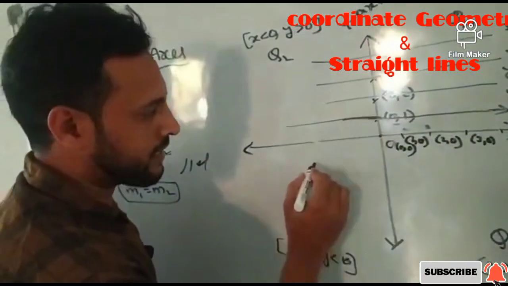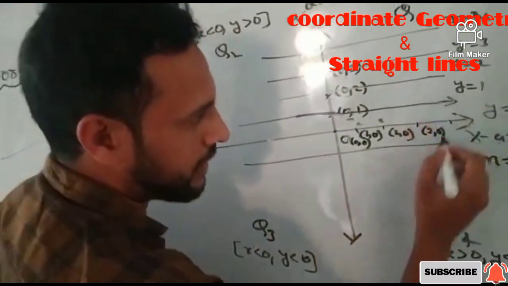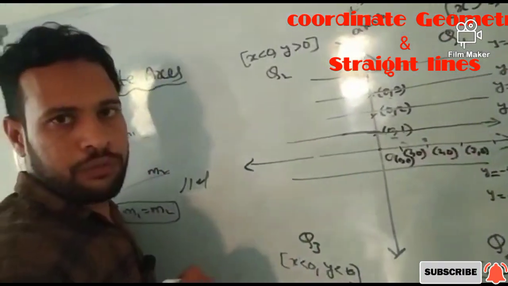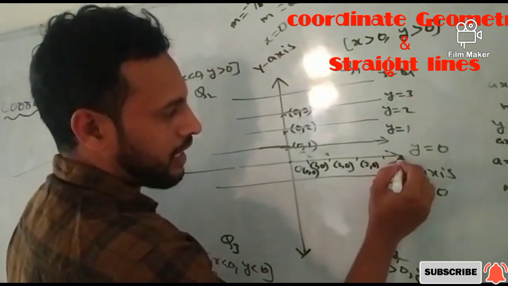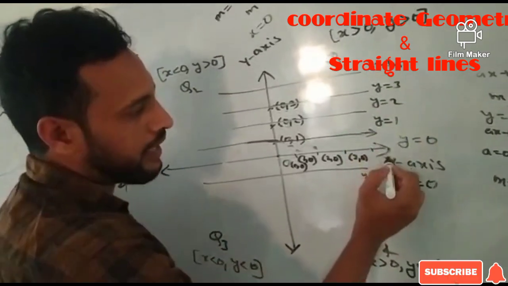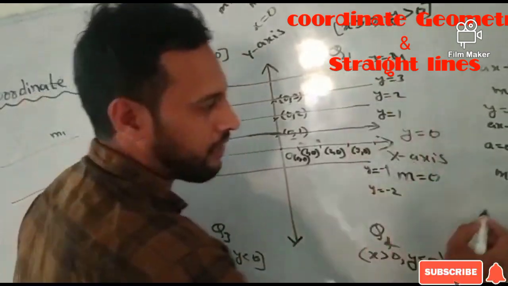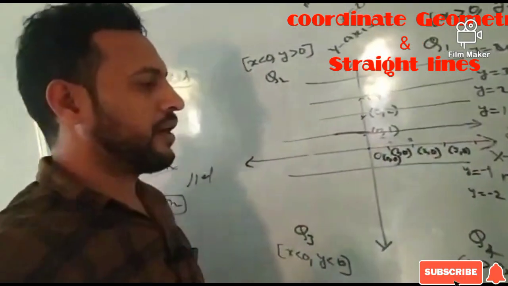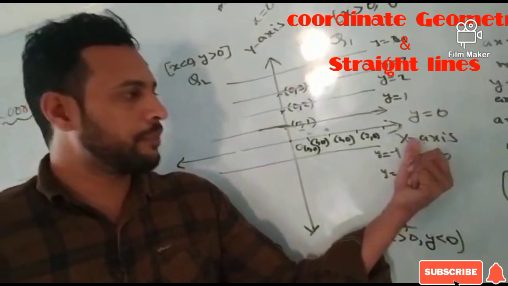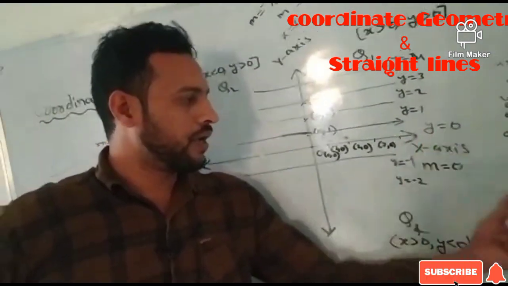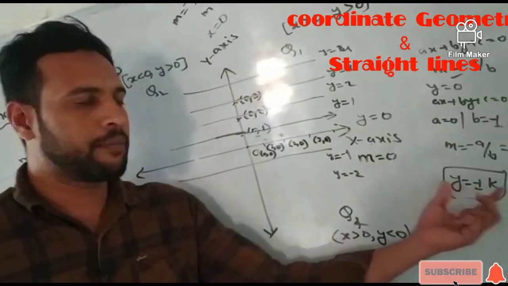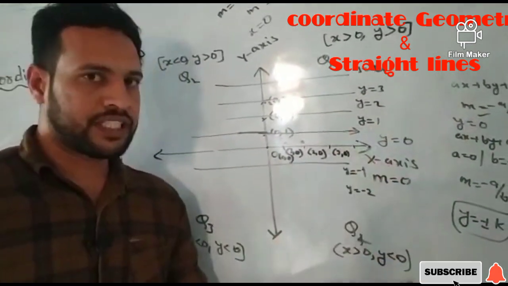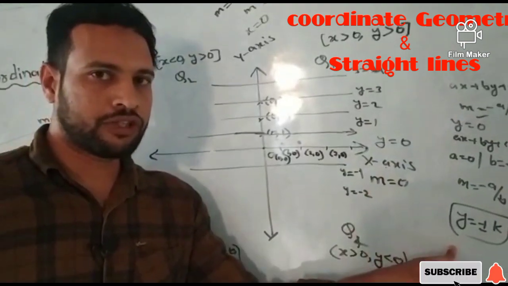If you take below the x-axis, that is y is equal to minus 1, y is equal to minus 2 and y is equal to minus 3. So all these lines are parallel to the x-axis only. All the lines which are parallel to the x-axis are in the form of y is equal to plus or minus k. Listen here, this is a very important point. Above the x-axis, those are in the form y is equal to plus k. Below the x-axis, the lines parallel to the x-axis are in the form of y is equal to minus k.